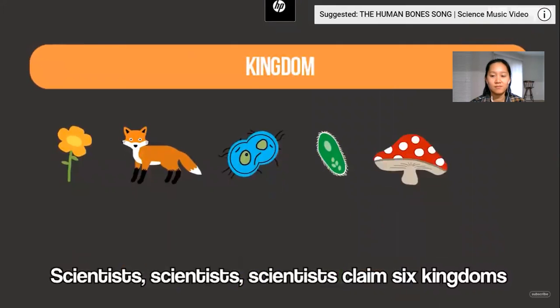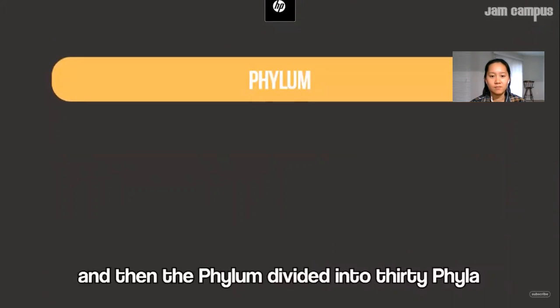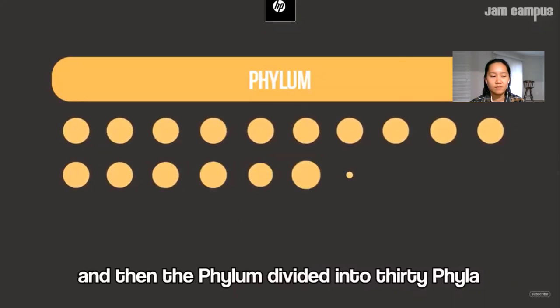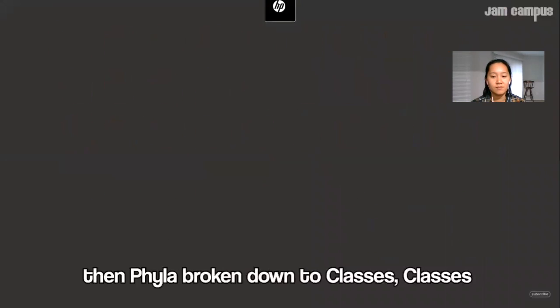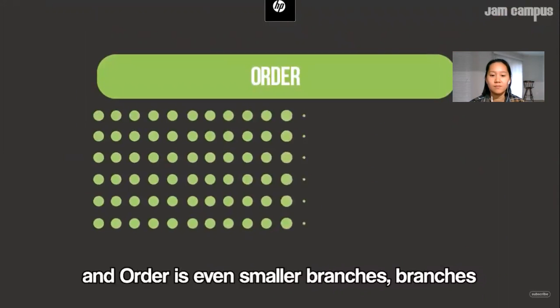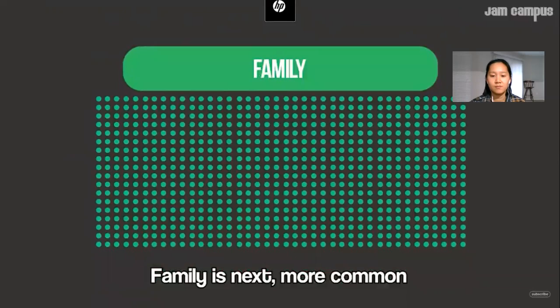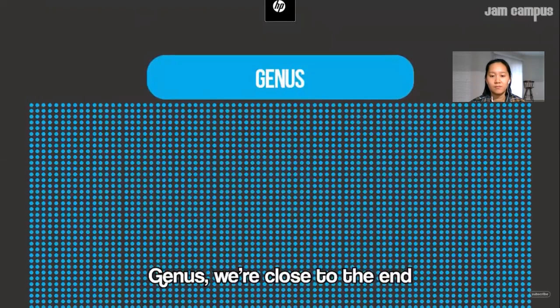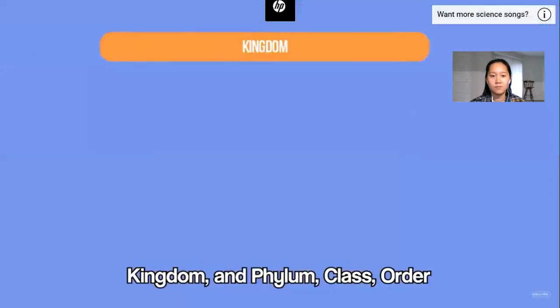Scientists came up with six kingdoms: plants, animals, bacteria, protists, fungi, archaea. And then the phylum divided into about 30 phyla, groups with more similar characteristics in common. Then phyla broken down to classes, then orders, even smaller branches, then families, with more in common. Genus very close to the end, specific in species, becoming Homo sapiens.